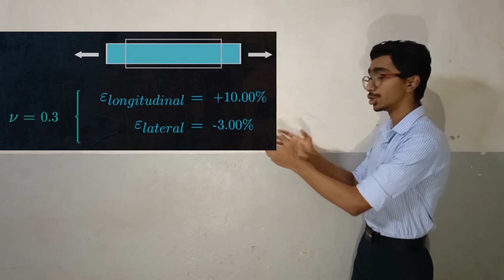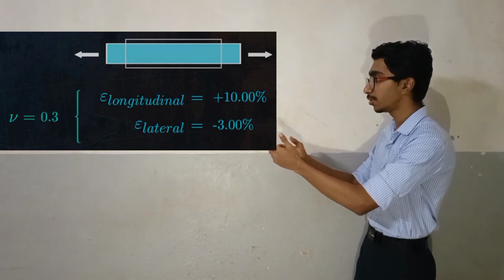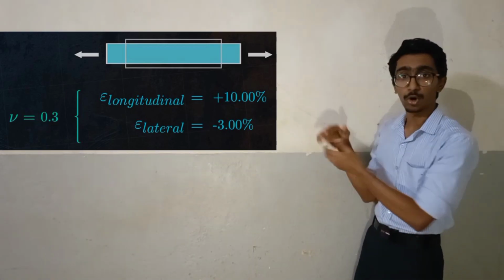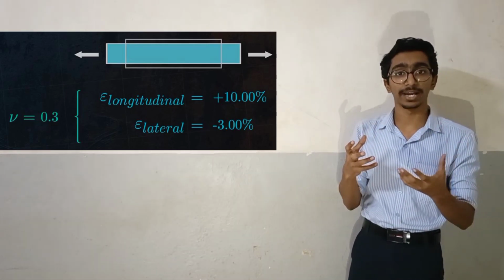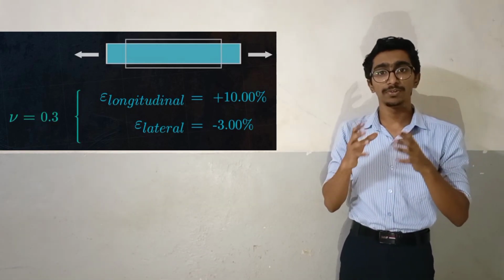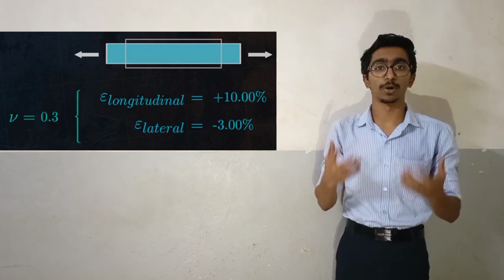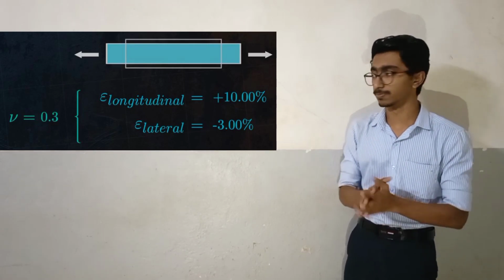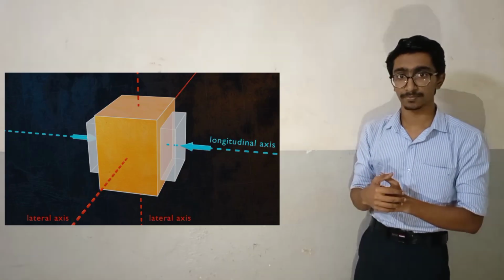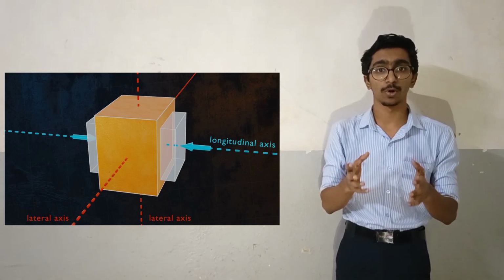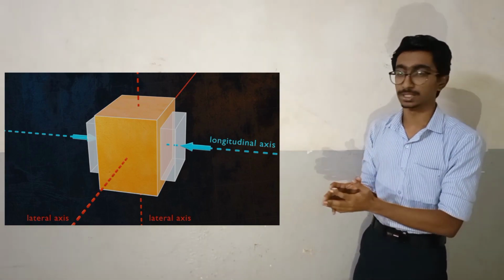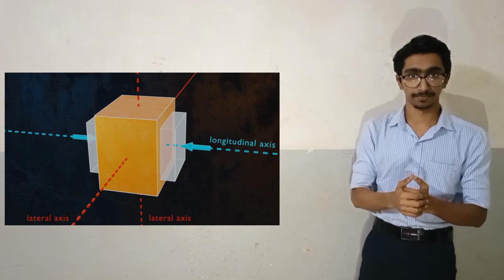When there is a longitudinal strain, or a longitudinal load is applied, there is a lateral contraction. Due to that contraction, it gives a negative sign. Now we want Poisson's ratio to be positive, to have a positive value. So for that, we are multiplying it by a negative sign. The same case goes for when there is a longitudinal compression and a lateral expansion.